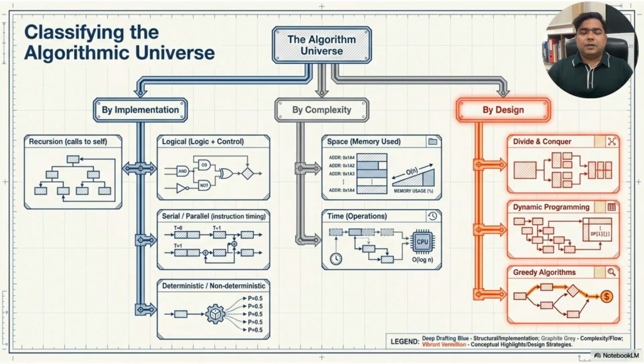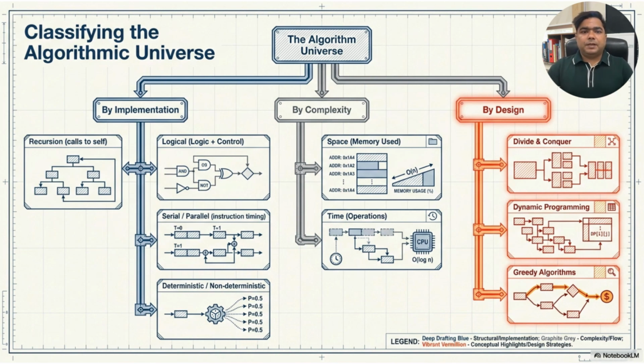This slide shows the algorithmic universe divided into three major classification areas. The first classification is by implementation. This means we look at how the algorithm is written or executed. For example, an algorithm may be recursive. A recursive algorithm calls itself again and again until it reaches a stopping condition. Another implementation style is logical, where the algorithm is expressed using logic and control rules. We can also classify algorithms as serial or parallel. A serial algorithm performs one instruction after another, while a parallel algorithm performs multiple operations at the same time.